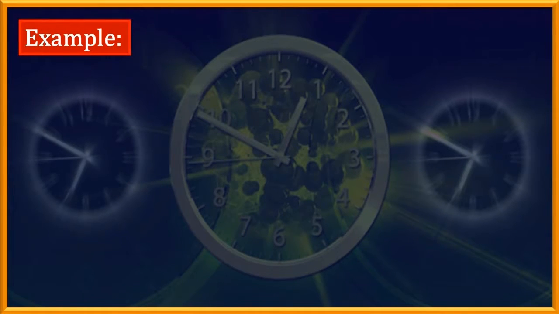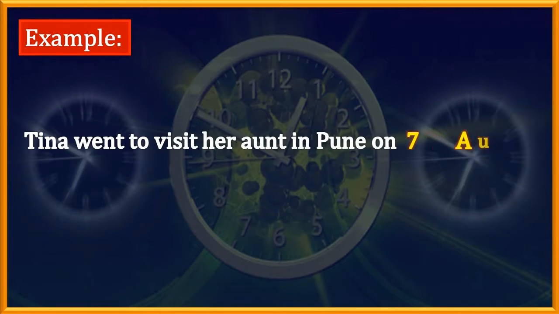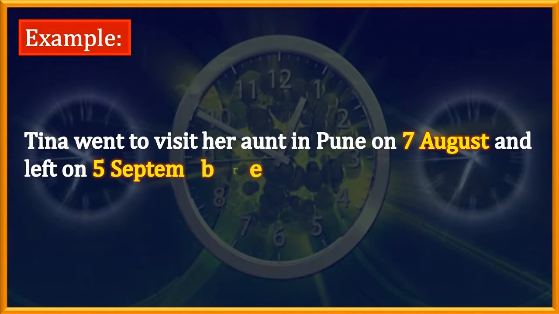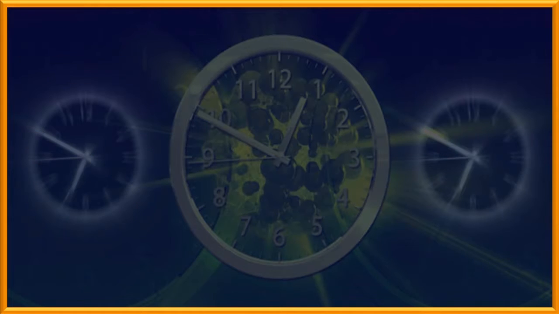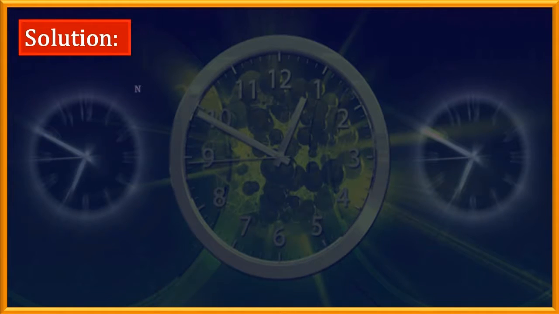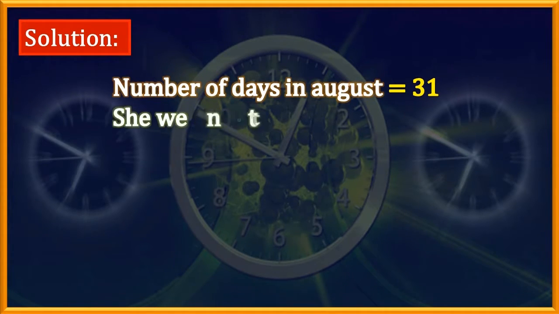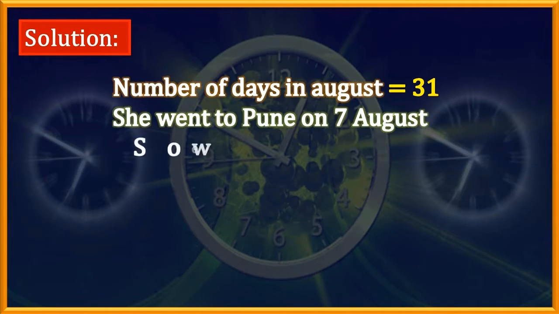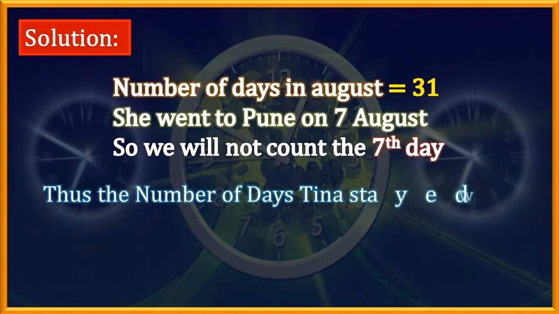Let's do some examples. Tina went to visit her aunt in Pune on 7th August and left on 5th September. How long did Tina stay with her aunt? Solution. Number of days in August are 31 and she went to Pune on 7th August. So, we will not count the 7th day.